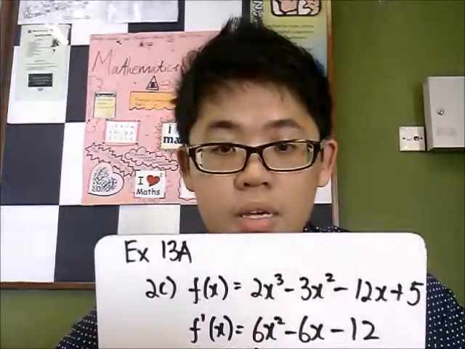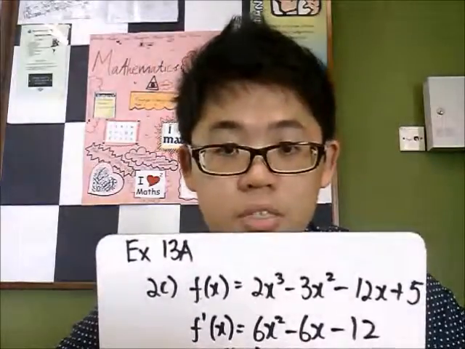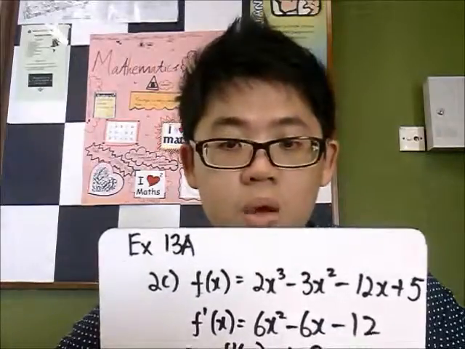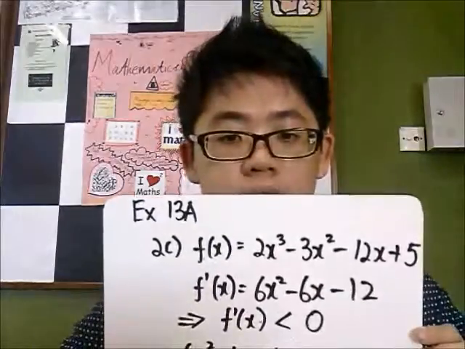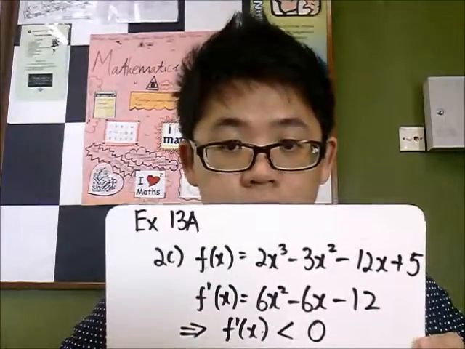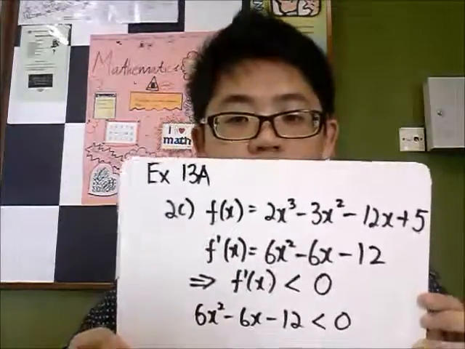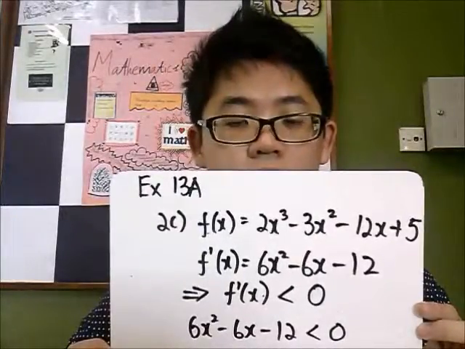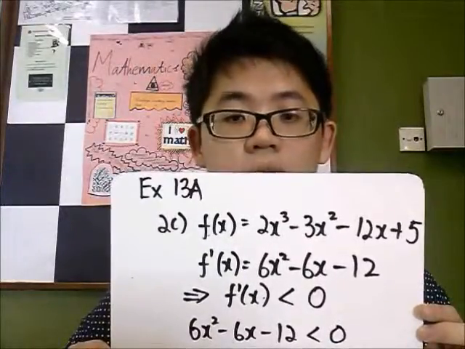So the next step is decreasing function. Decreasing function is totally opposite. So what I'm going to do is f prime x must be lesser than 0. So this is what you should get: 6x squared minus 6x minus 12 lesser than 0 this time.